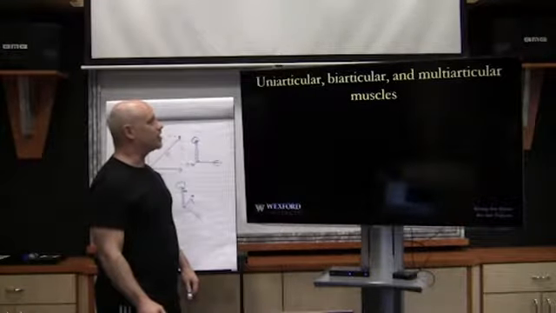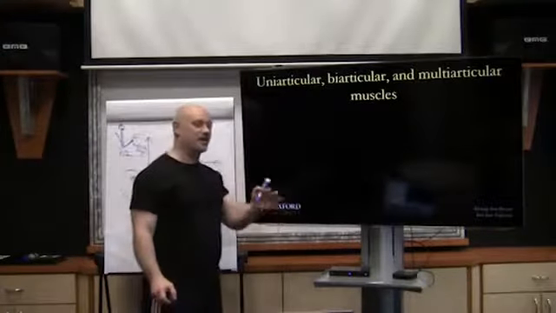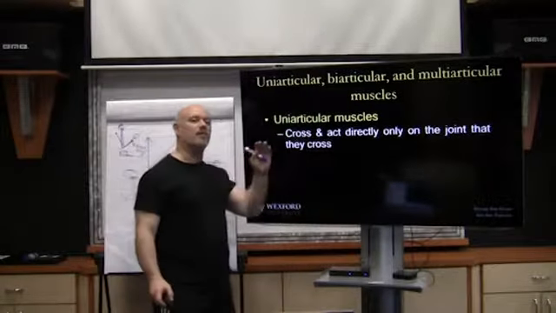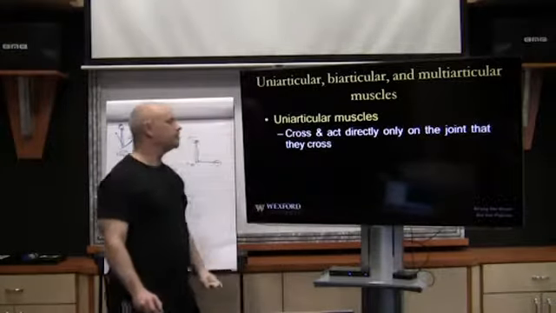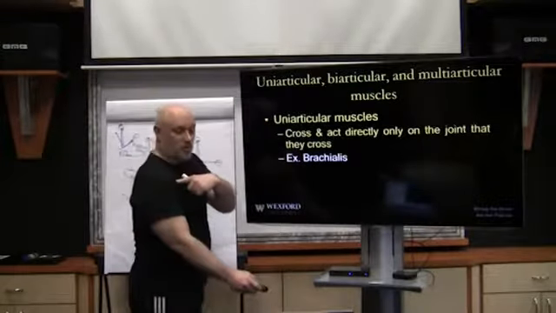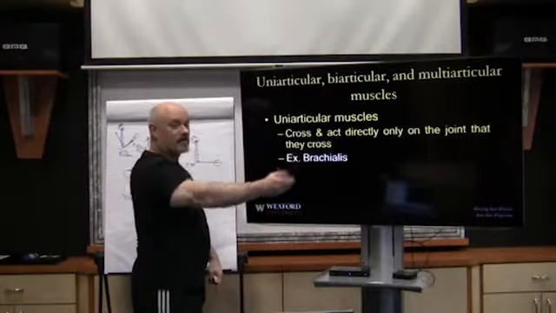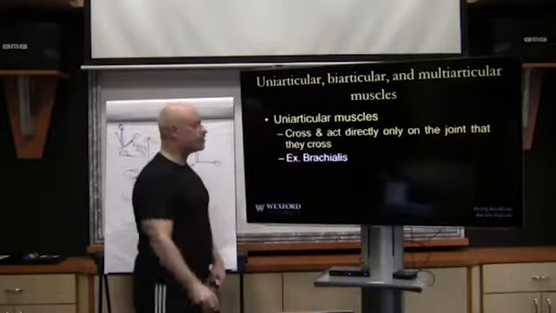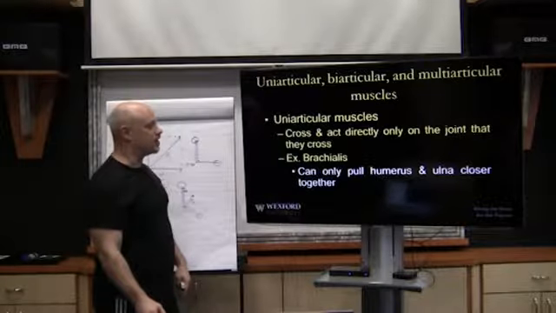Now, let's look at uniarticular, biarticular, and multiarticular muscles. Biarticular and multiarticular are basically one and the same. The uniarticular muscles are those where the muscle crosses and acts directly at only one joint. Example, the brachialis. It attaches to the coracoid process and attaches to the middle of the arm. Its basic primary function is to do shoulder flexion. You can pull the humerus and ulna closer together. That's all it does.